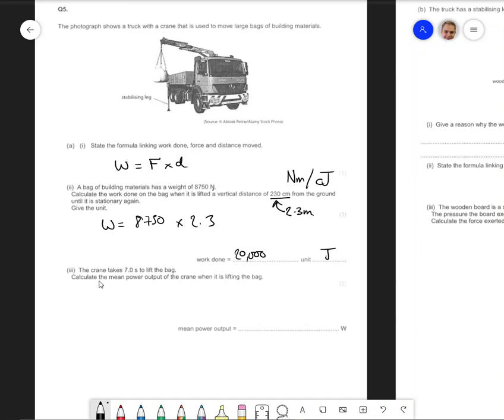You do you. The crane takes 7 seconds to lift the bag. What is the mean power output of the crane when it's lifting the bag? So we'd say, again, power is equal to work done over time taken. We are given the work done. So whatever number you've used here, remember, you get an error carried forward. If you did the conversion into meters, or you've done it, you can't get penalized twice. So that's 20,000 over 7, which comes out as being 2,900 watts.